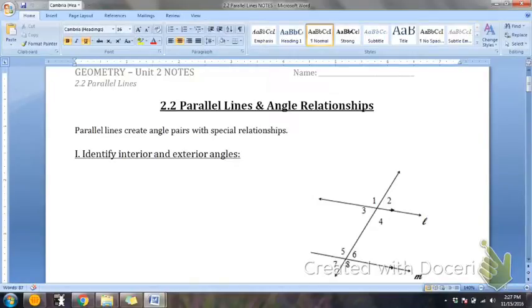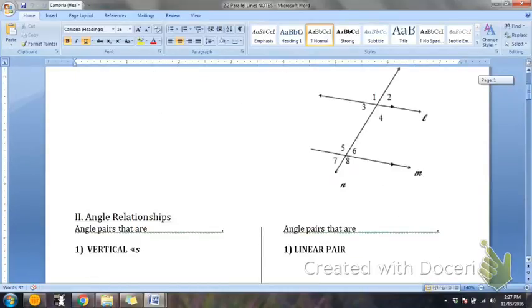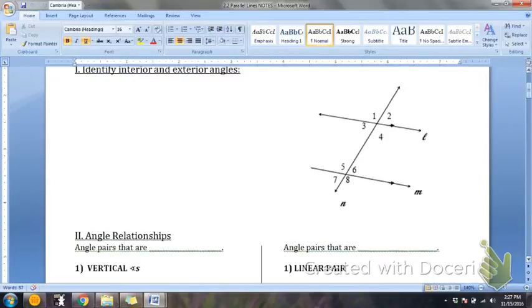All right, 2.2 is about parallel lines. And so we've talked about lines and how to determine if they're parallel or not. And so now we're going to talk about the types of relationships that work because we have parallel lines. Okay, so if you notice in this little drawing over here, I have line L and line M. You guys see line L and line M? And they have little triangles on them. Do you guys see those little triangles here and here? That's the symbol for parallel.